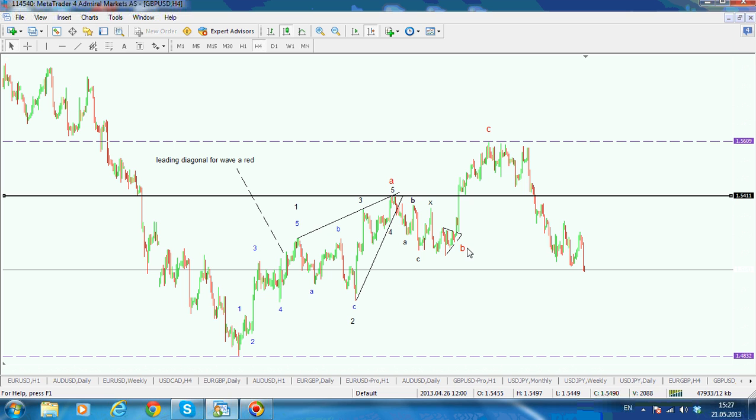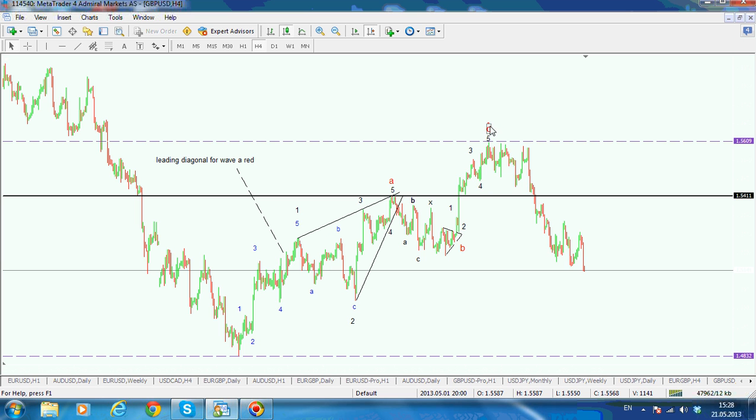Now if the B wave ends here, then we have a nice impulsive move to the upside for the C wave. So 1, 2. I'm not going to put now the A, B, C, D, E of color black here because I will make the chart look just too crowded. 3, and the fourth wave here, and then the fifth wave here. So 1, 2, 3, 4, 5 for the end of the C wave, and you have A, B, C move for this leg to the upside.